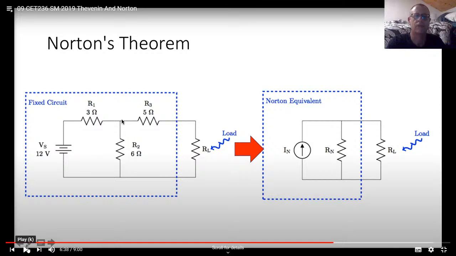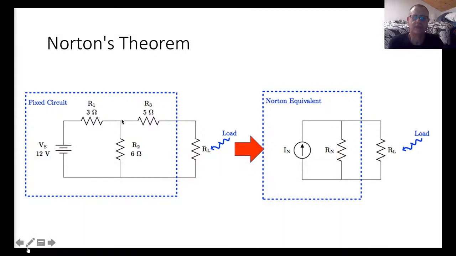So just a correction, that should have been 6 divided by 3 plus 6 times 12, right? Because the voltage source is a 12-volt supply. 2/3 of 12, which is 8 volts. So that's the open circuit voltage.